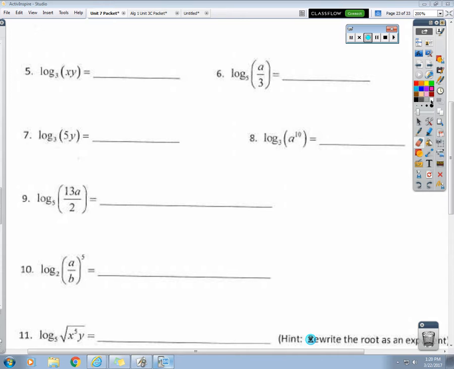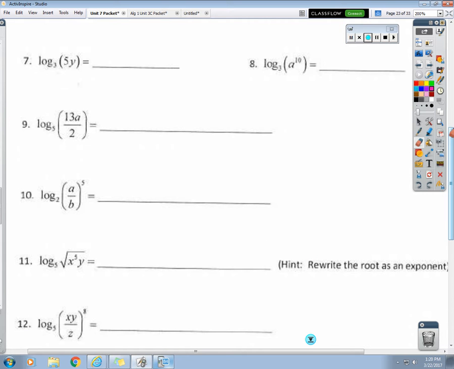Number 9, we learned some properties yesterday about expanding logarithms. This is log base 5 of 13 times a all divided by 2. So when I write that in expanded form, how many times am I going to need to write out log base 5? 3. Once for the 13, another time for the a, and a third time for the 2.